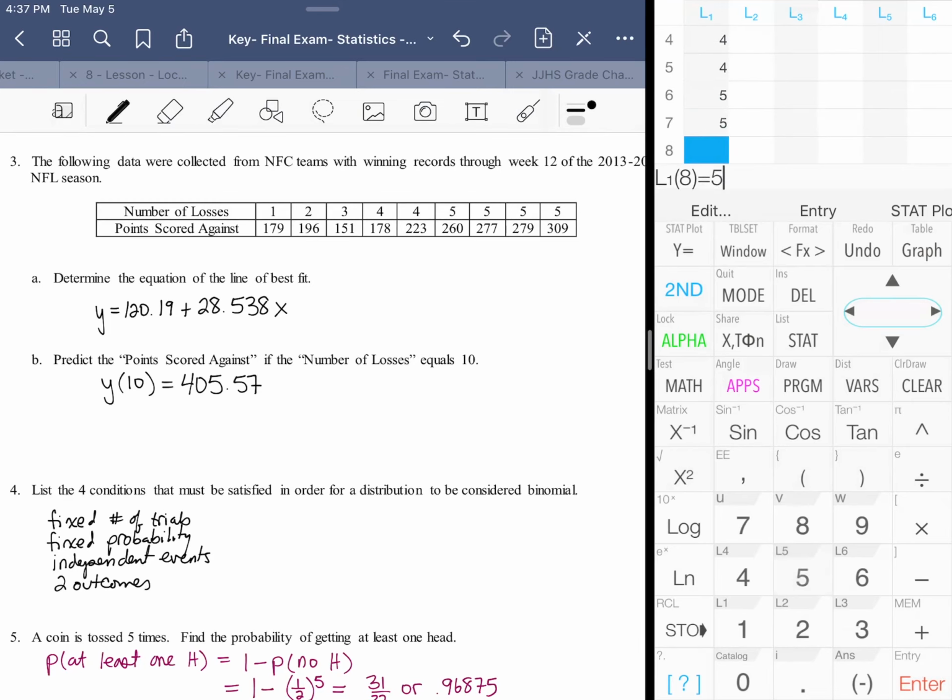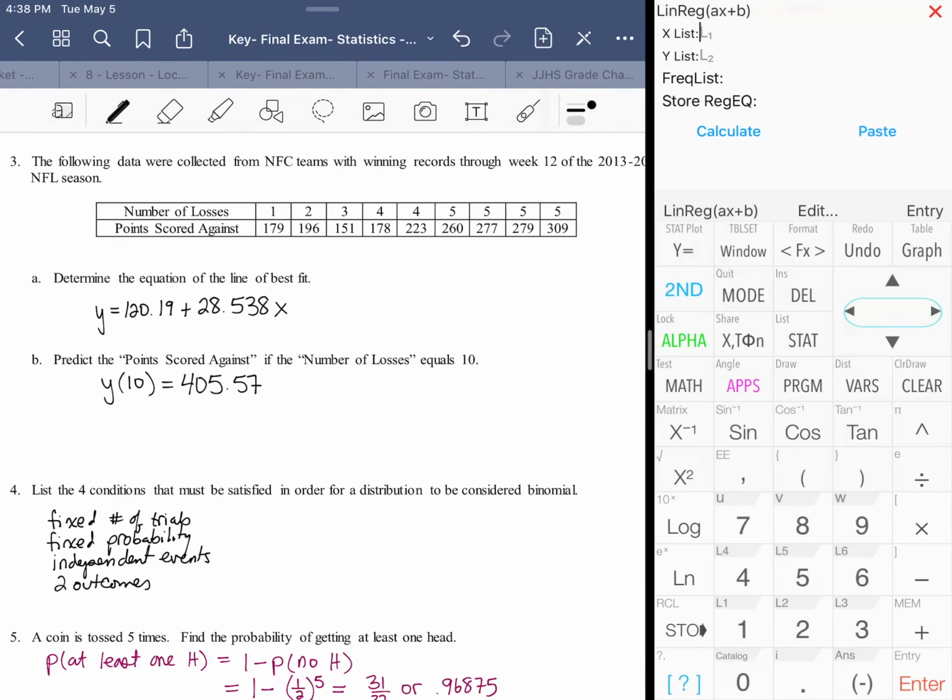So 1, 2, 3, 2 4s, then 4 5s. I think I got what I needed. 179, 196, 151, 178, 223, 260, 277, 279, 309. I'm going to take it on faith that I typed all that in correctly.